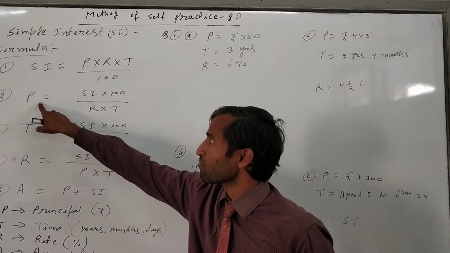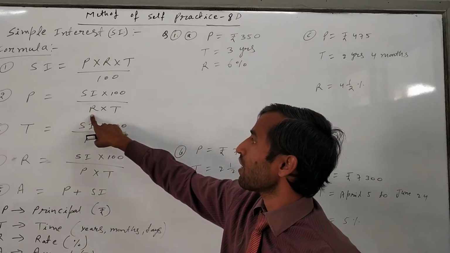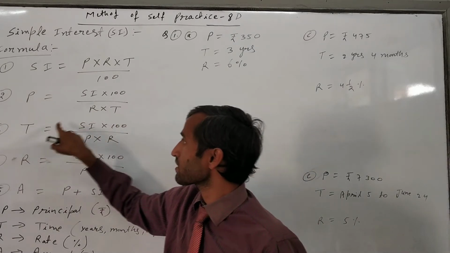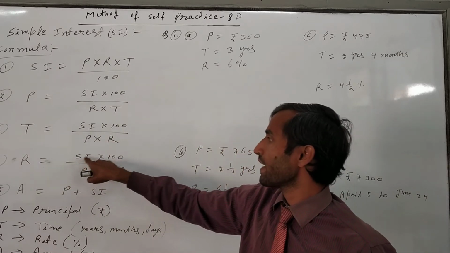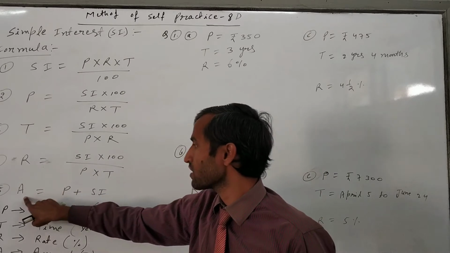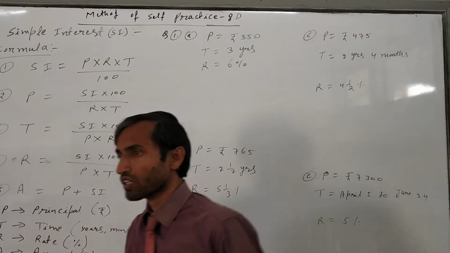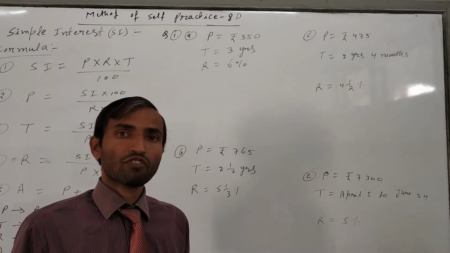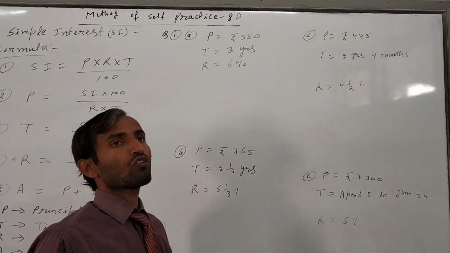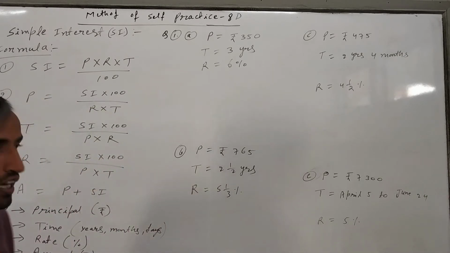The principal formula is SI into 100 upon R into T. The time formula is SI into 100 upon P into R. The rate formula is SI into 100 upon P into T. Amount is equal to P plus SI. Principal, amount and SI will be in rupees. Time may be in years, months or days, but we always calculate in years. If the question is given in months or days, first we convert into years, then apply the formula. Amount is in rupees only, rate in percentage.